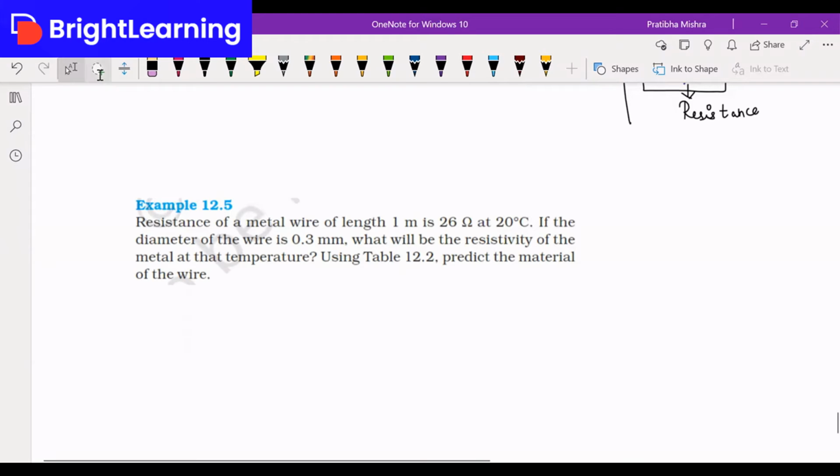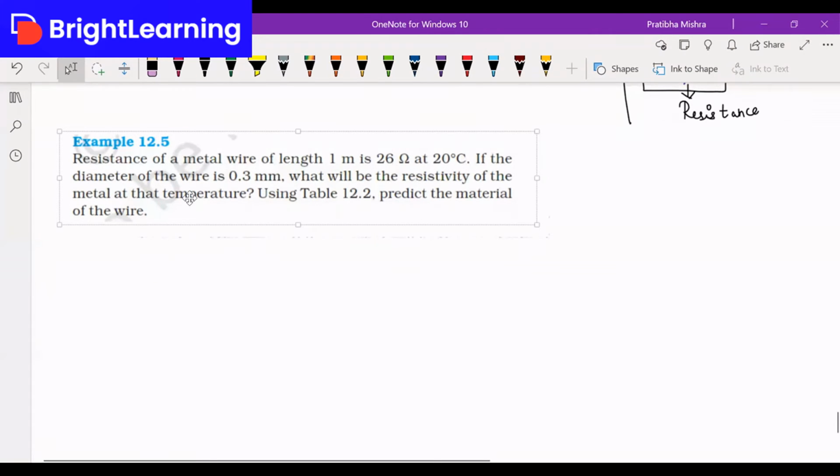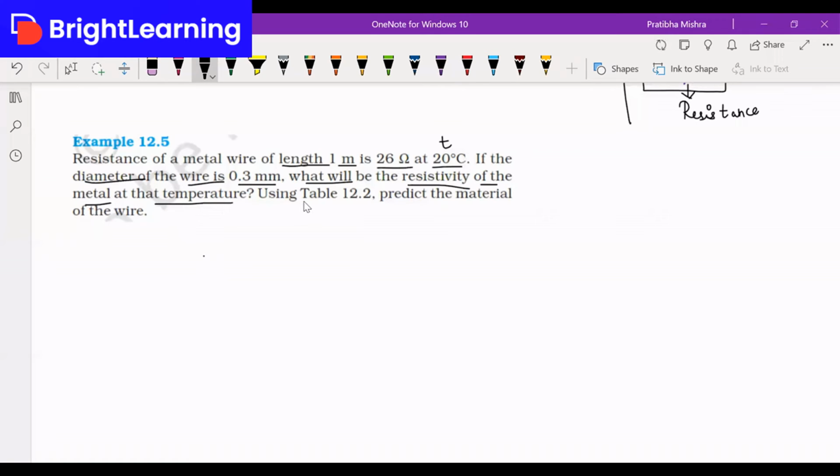I just want to put it a little bit above. So what does this say over here? Resistance of a metal wire of length 1 meter is 26 ohms at 20 degrees Celsius. Now temperature is coming into the picture. If the diameter of the wire is 0.3 mm, what will be the resistivity of the metal at that temperature?